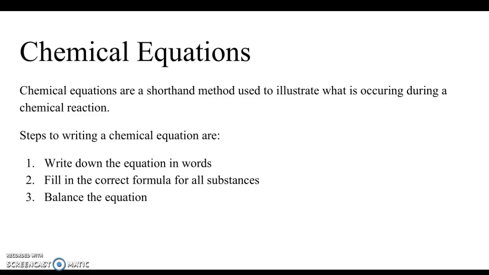Chemical equations are a shorthand method used to illustrate what's actually happening during a chemical reaction. Steps to writing a chemical equation are first, writing down the equation in words. This is usually provided to you in an actual question or description of a situation. Fill in the correct formulas for all your substances, and then balance the equation with proper coefficients. Key thing here is making sure you have the correct formula for all your substances. If you don't start with the correct formulas, you'll never end up with the proper balanced equation.